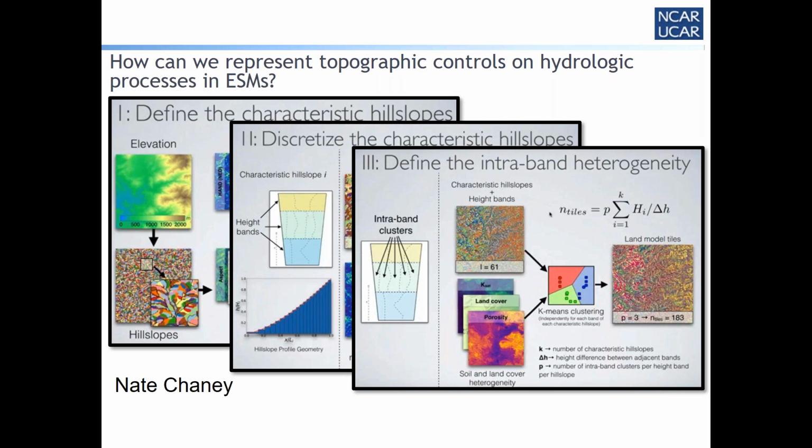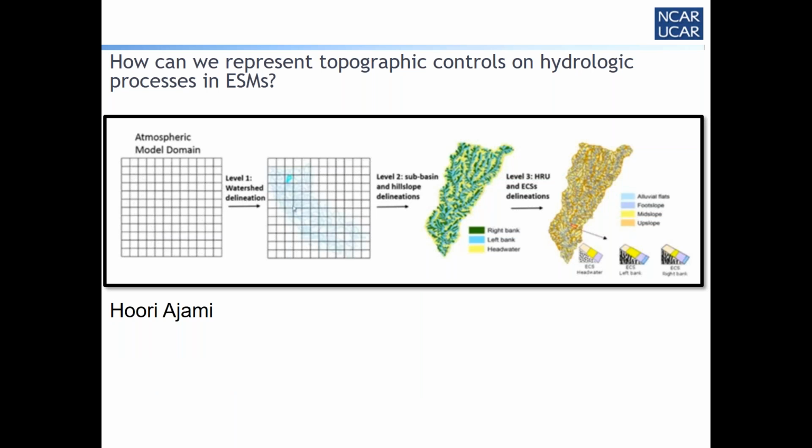If you can click forward, Ying, which is to define the intraband heterogeneity. There are different geophysical attributes that we've got on saturated hydraulic conductivity, land cover, porosity, etc., that Nate can also use in a k-means clustering algorithm to represent the subgrid heterogeneity across each of the height bands.